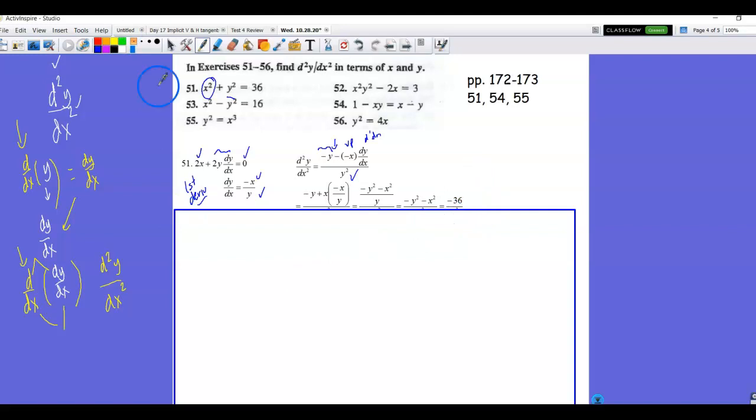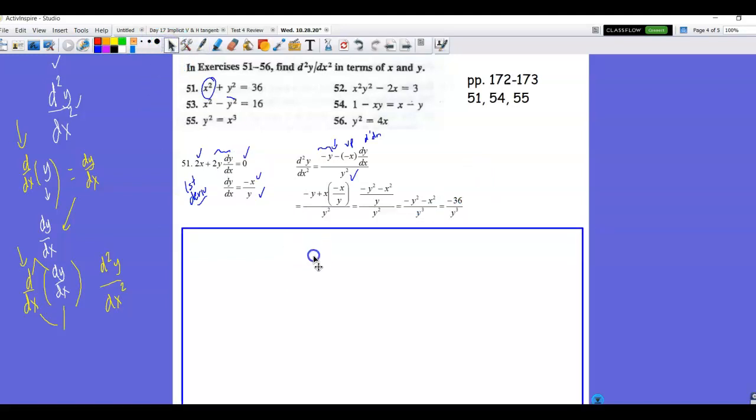Now the key to success on the second derivative is really substituting in the dy/dx that you got. So back over here, we already got dy/dx right here, negative x over y, and that gets substituted in place of dy/dx, because they're equivalent.